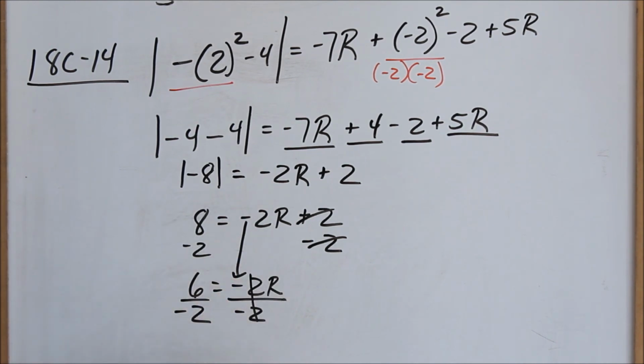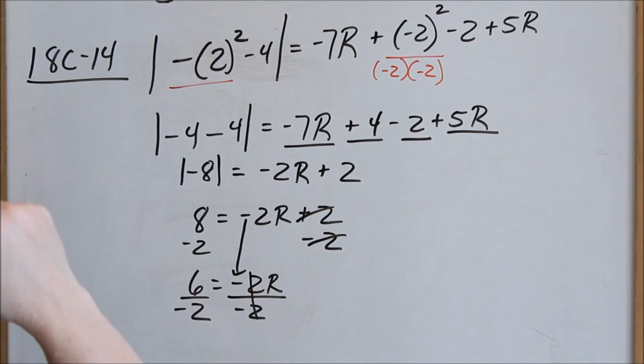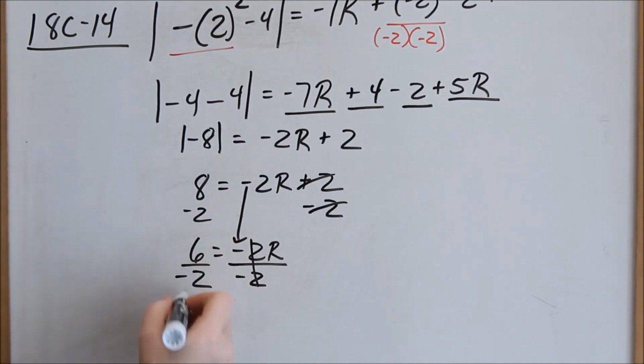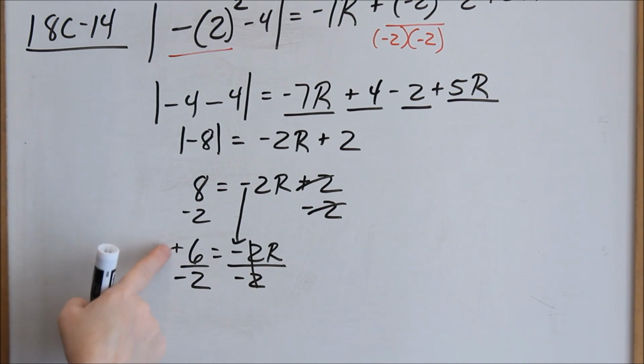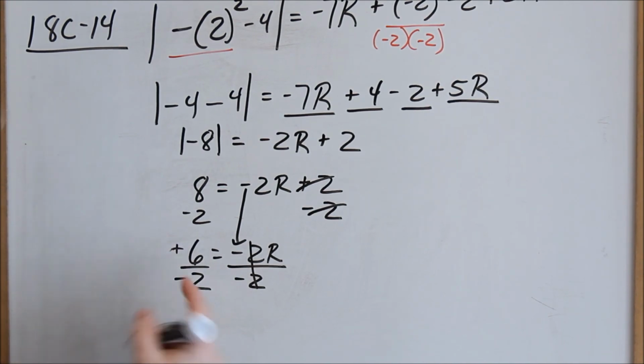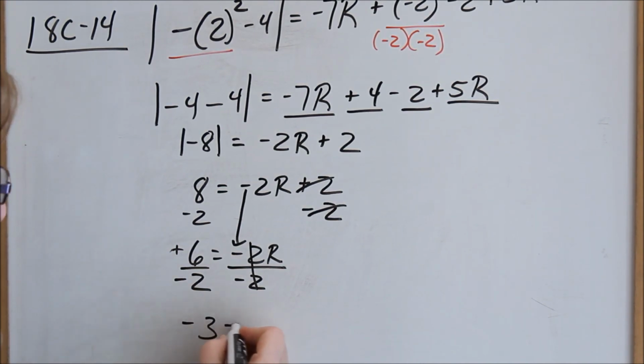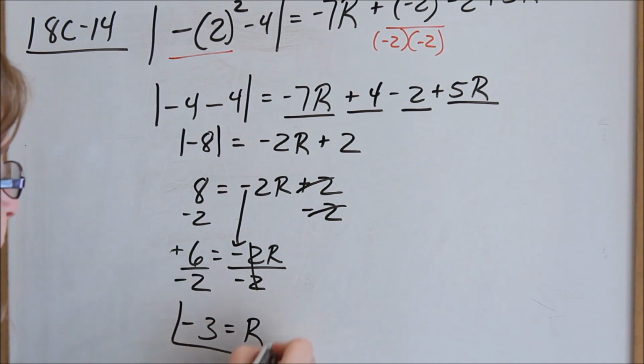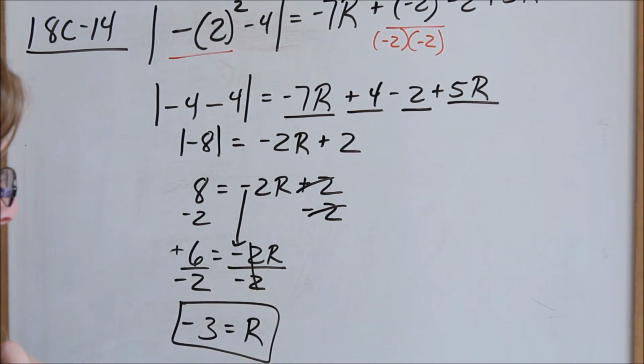That becomes 1. Negative 2 divided by negative 2 is a positive 1. Positive 6 divided by negative 2. Positive divided by negative is a negative. So it would be negative 3 equals r. And hallelujah, we don't have to check these. The instructions don't say anything about checking. You will be glad about that.